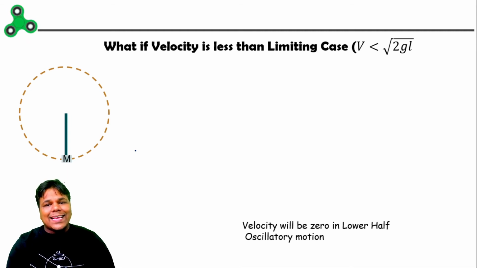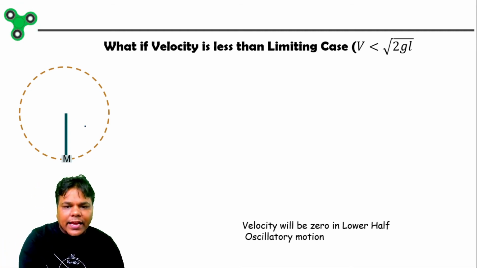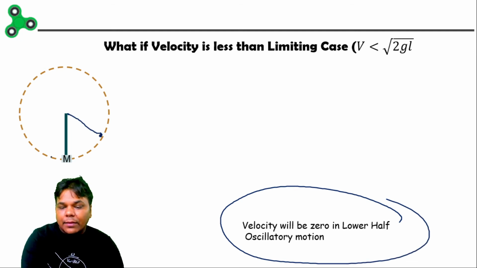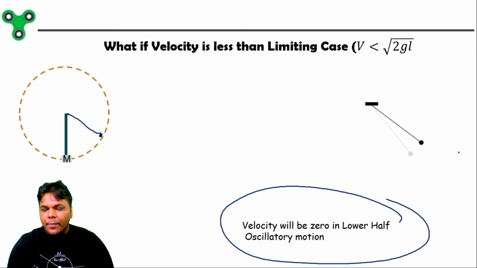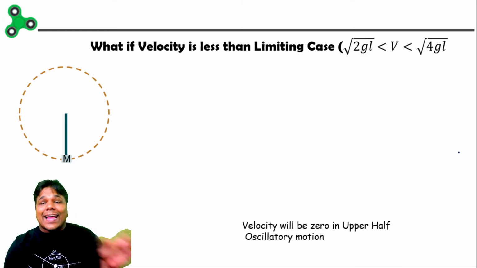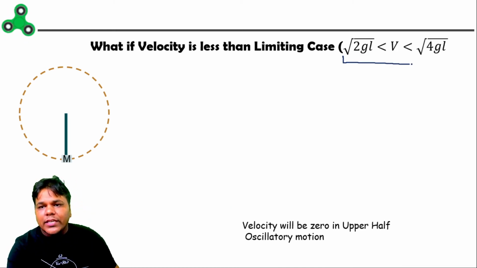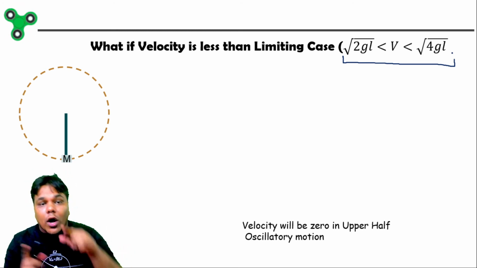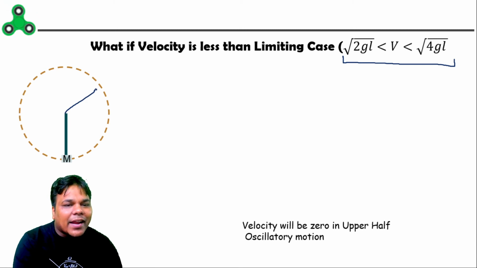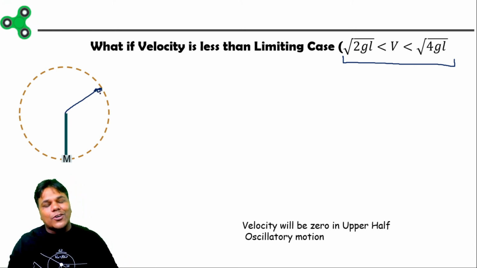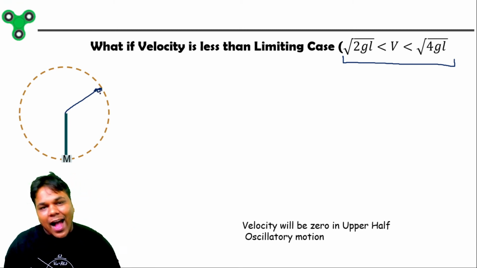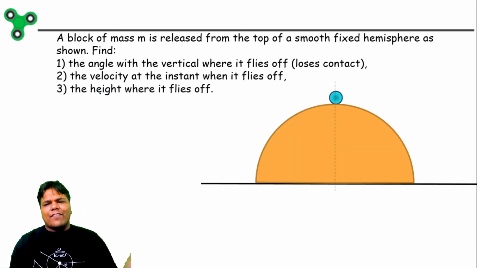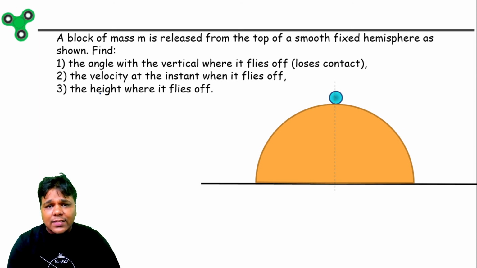What if velocity is less than limiting case, root 2 gL? Then it will perform oscillatory motion in the lower half like the previous situations. And if velocity is greater than root 2 gL, but less than root 4 gL, it will perform oscillatory motion in the upper half. This time there is no projectile motion, only oscillatory motion. I hope you got my point. Right, guys? Okay, we have a quick question which is based on this.